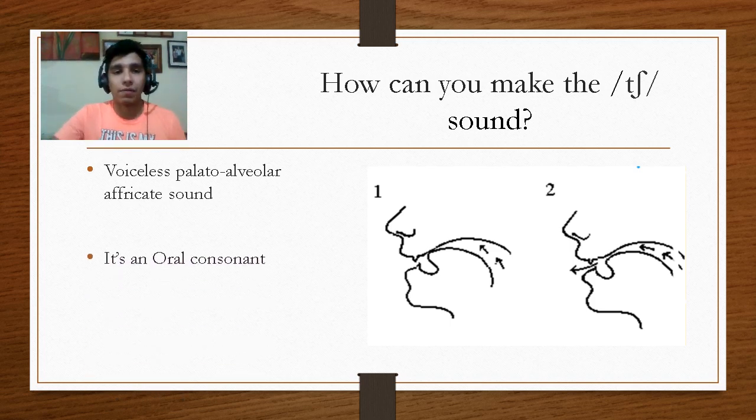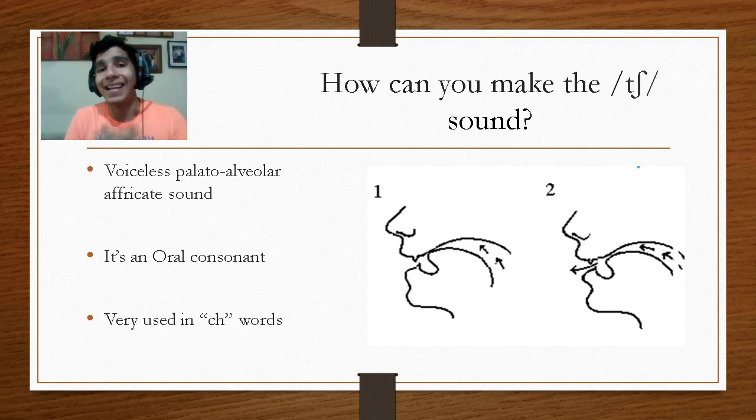Now, this is an oral consonant. The oral consonant means that the air is allowed to escape through the mouth. When we make this sound, the air escapes through the mouth. Now, the next thing is that this sound is very used in ch words. So if we see a word that has ch, we will use this sound. Now, let's go to the next question.